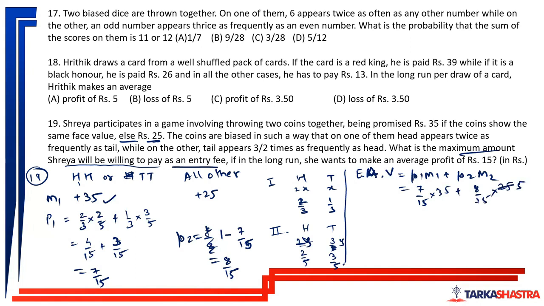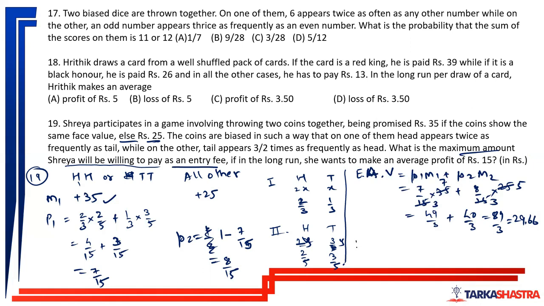This is 5, this is 3, this is 7, this is 3, 49 by 3. So this is 49 by 3 plus 40 by 3, which is 89 by 3, which is 29.66. This is the expected average value she is expecting from every throw.